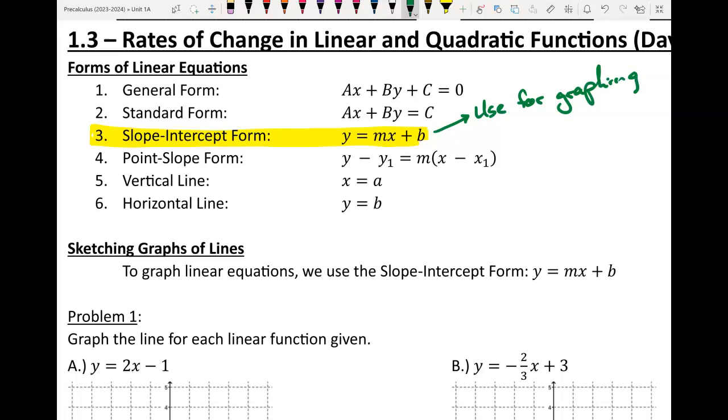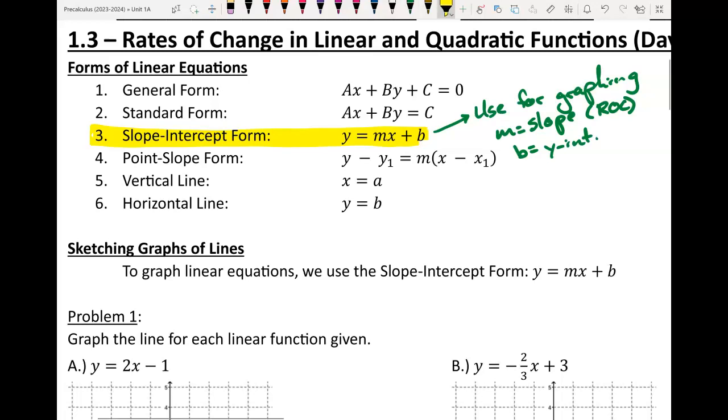Let's remind ourselves, what does the m represent? Oh, so that is correct. What does the m represent, though? It is our rate of change. What do we call it when we're dealing with a linear function? Slope, right? So the m is that slope, which is our rate of change. What does the b represent? Y-intercept, right? So this one should be the most familiar.